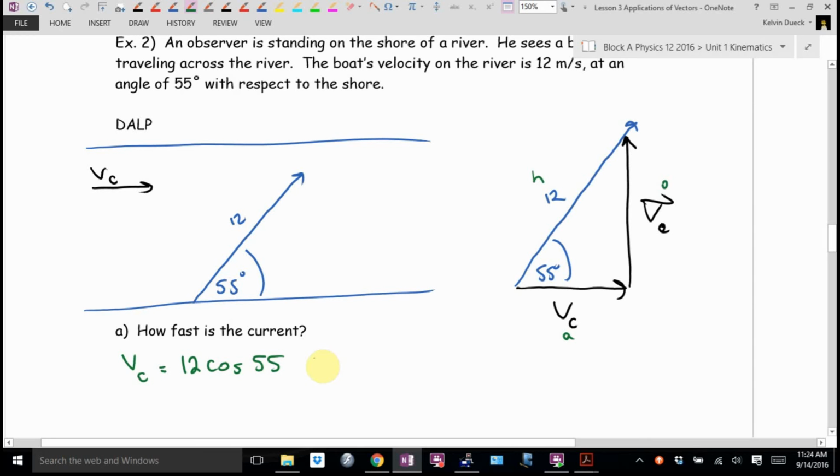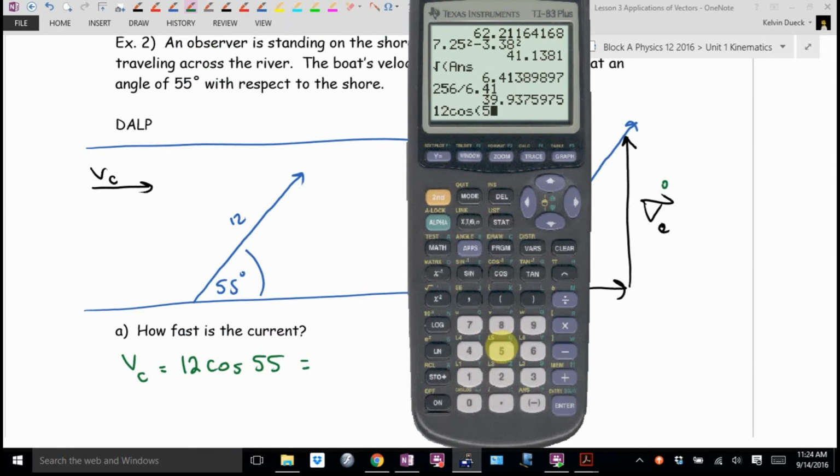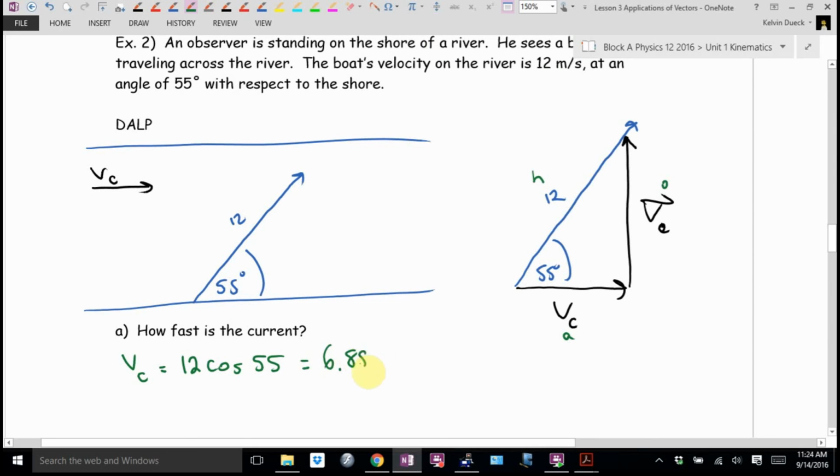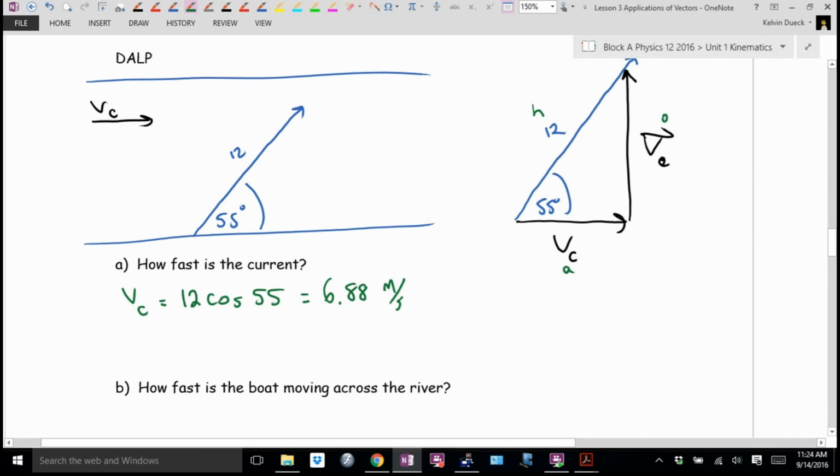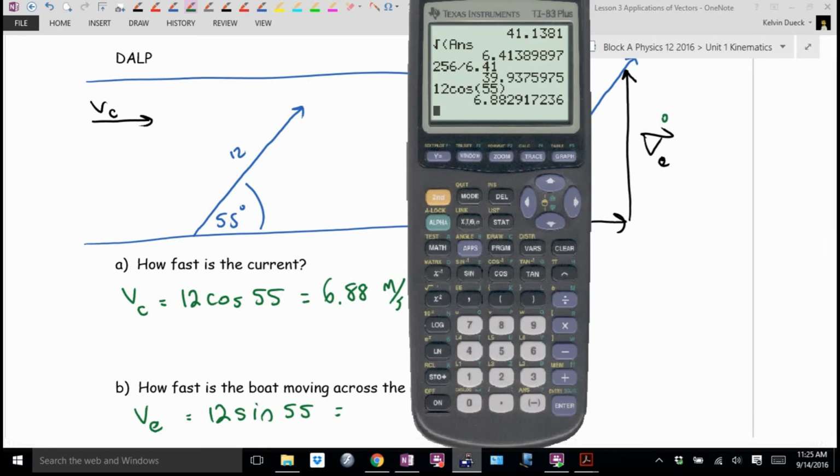If you've done the homework, you've noticed these patterns are appearing fairly often, yeah? 12 cos 55. 6.882, I'll go 6.88. This river's a little faster. How fast is the boat moving across the river? I think that's the velocity of the engine. I think that's going to be sine. I think the velocity of the engine is going to be 12 sine 55. This engine is going at 9.83 meters per second.